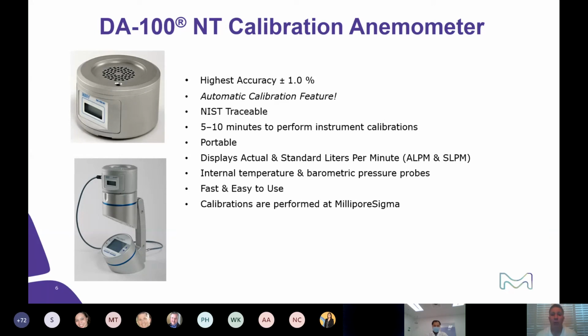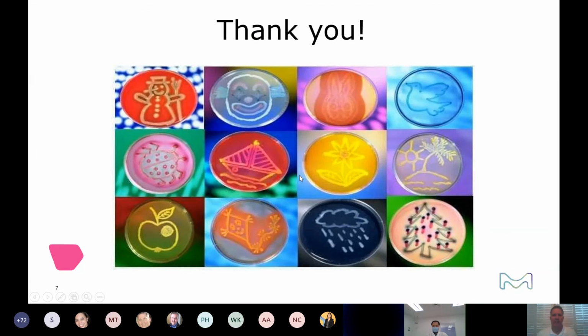So we have actual liters per minute, standard liters per minute. Standard is when you factor in the temperature and the pressure, and actual is actual, like what we were showing before with Chicago and other places where you might have a fluctuation based off of temperature or pressure. That's actual. So we have internal temperature probes, and you'll see how fast and easy it is to calibrate.